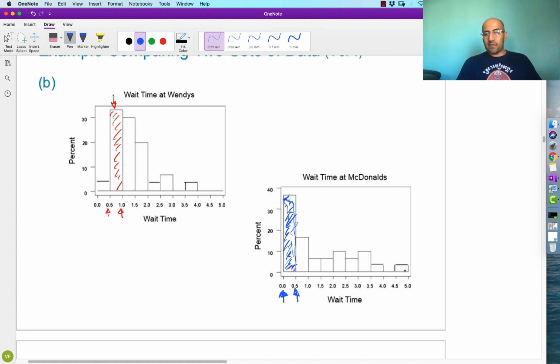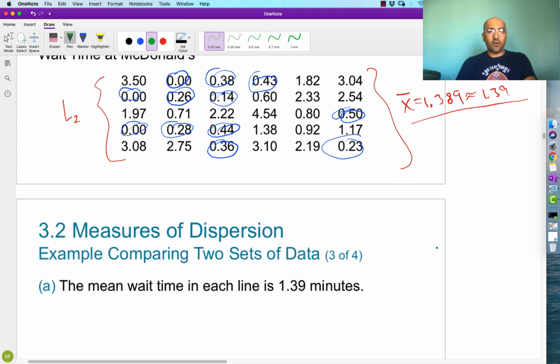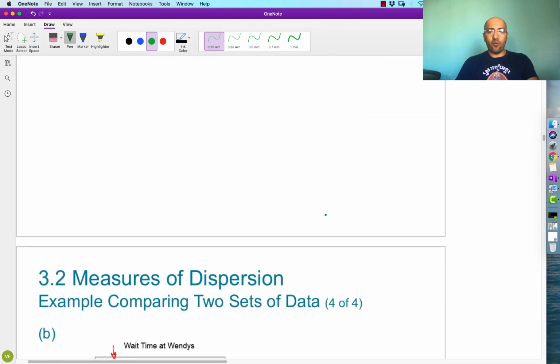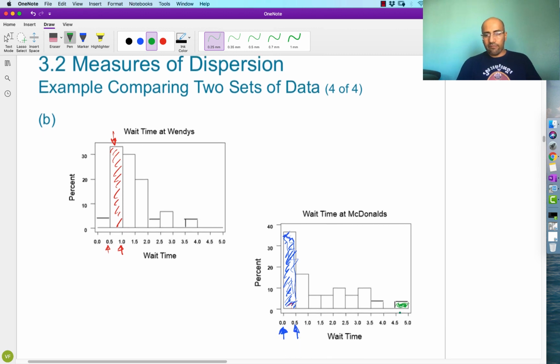But this is also indicating that there is one extreme outlier over here. Let's put it in green. This guy over here, somewhere between 4.5 to 5 minutes, right? There is somebody over there, 4.5 to 5 minutes. Let's look at the really tall ones. Any other extreme values? That's it. That's that green one. 4.54. 4.54 right in here. There it is. That's this person right there.